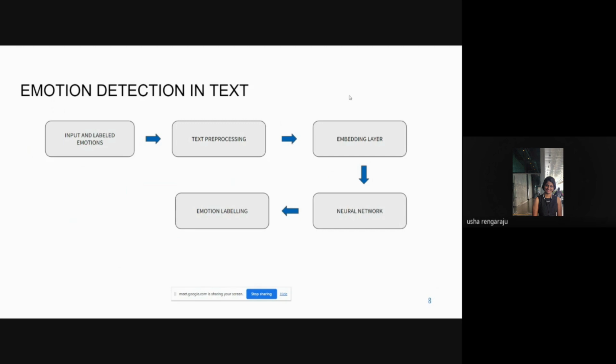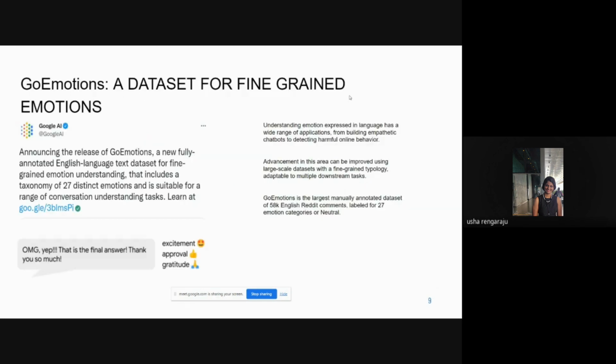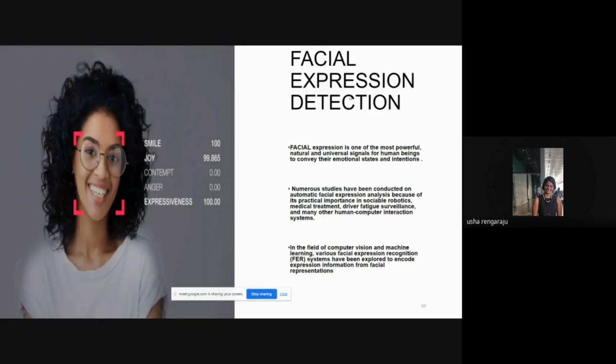So to overcome this barrier, we can develop an AI-based tool which can detect emotions in text. And it's about input and labeled emotions, text pre-processing. So this is how a pipeline looks like. For the data set, we've got GoEmotions data set, which is coming from Google. And this contains 27 distinct emotions, and it's a range of conversation understanding task.